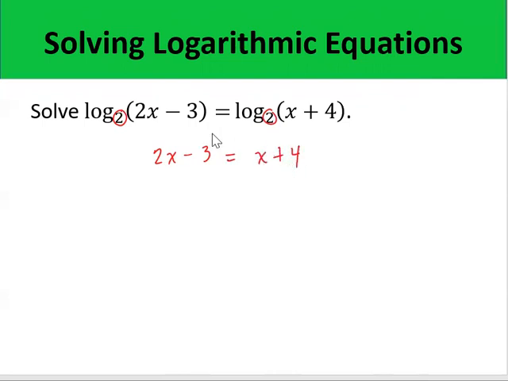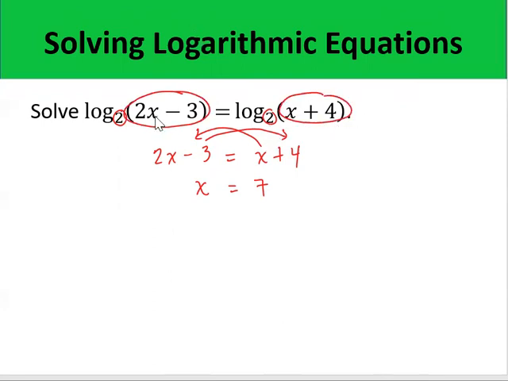And then we solve for x. So transposing x from right to left side, we get 2x minus x is equal to x. And then transposing negative 3 to the right side, we get 4 plus 3, which is going to be 7. And again, we need to check if this x value will make each of these a negative number.